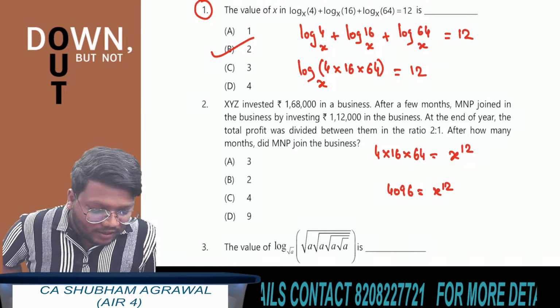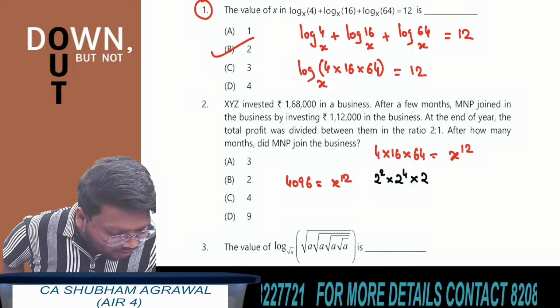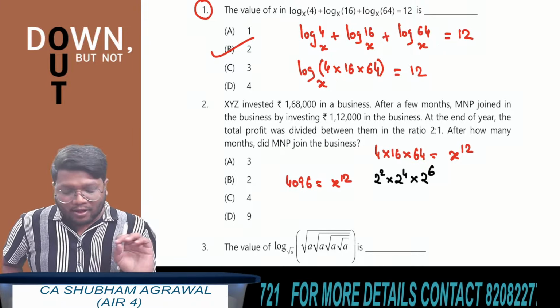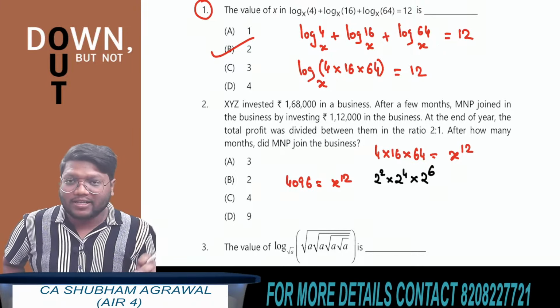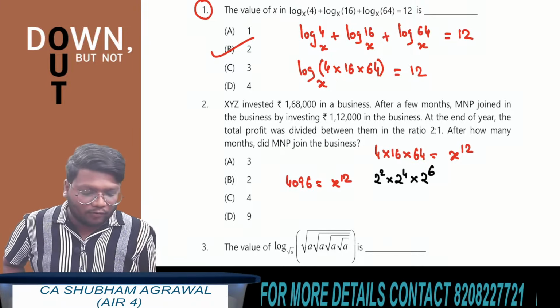Or there is one more way. You can write 4 as 2 square, 16 as 2 to the power 4, and 64 as 2 to the power 6. Now 2 square multiplied by 2 to the power 4 multiplied by 2 to the power 6 can be written as 2 to the power 12.